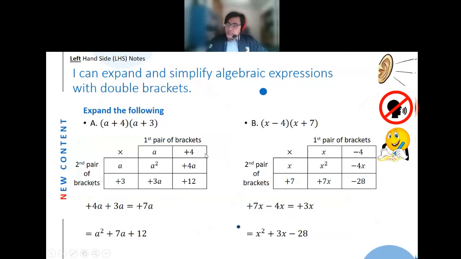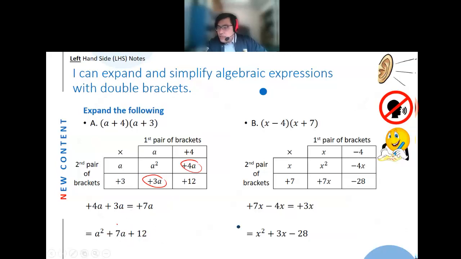Now, we can also notice that the plus 3a and the plus 4a are like terms. So we're going to add them up together. So plus 4a plus 3a is going to give us plus 7a. And so our answer, just to combine everything, we've got a squared, and then the 4a and the 3a makes 7a, plus 7a, and then we have the plus 12.